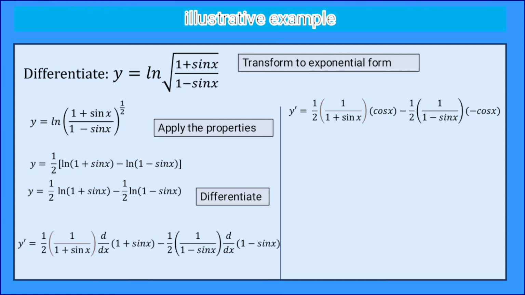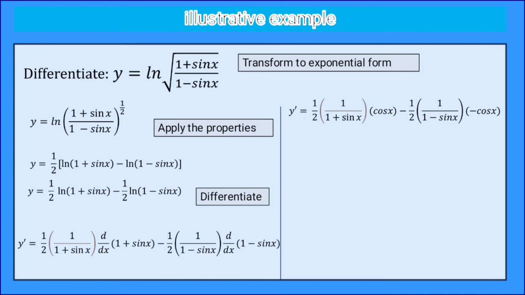sine x times cosine x. Cosine x is our du over dx. And then minus 1/2 times the quantity 1 over 1 minus sine x times the negative cosine x. And again, our du over dx here in our expression is the negative cosine x.